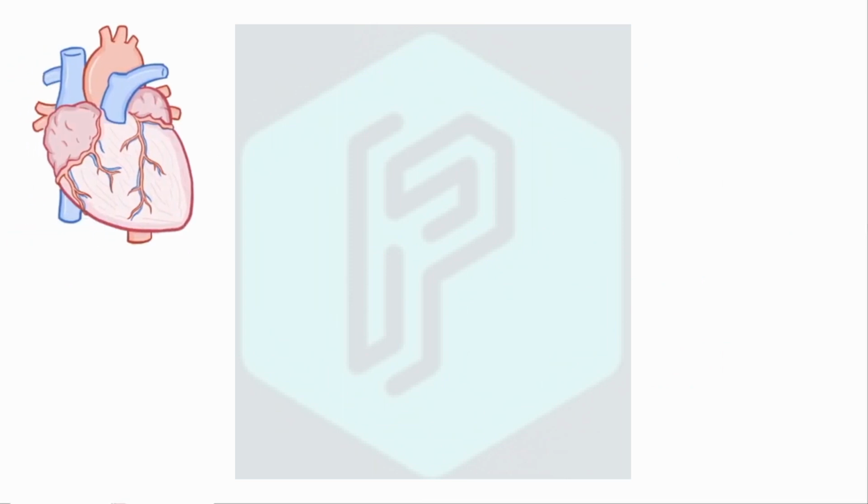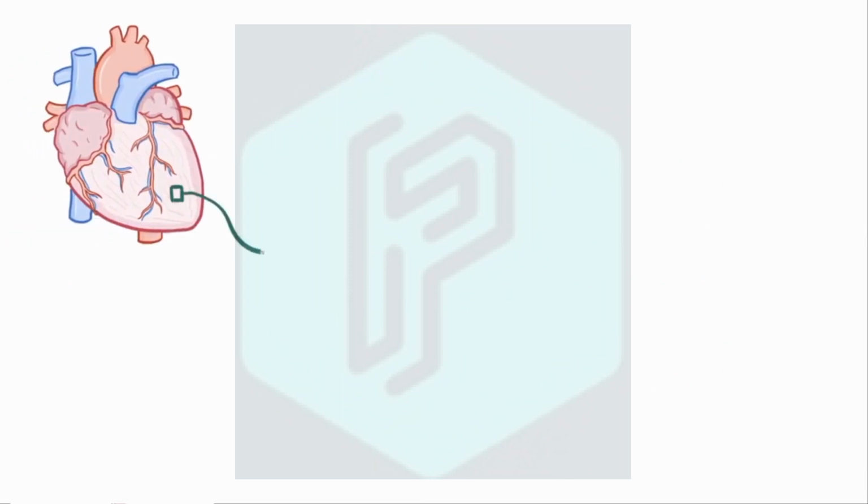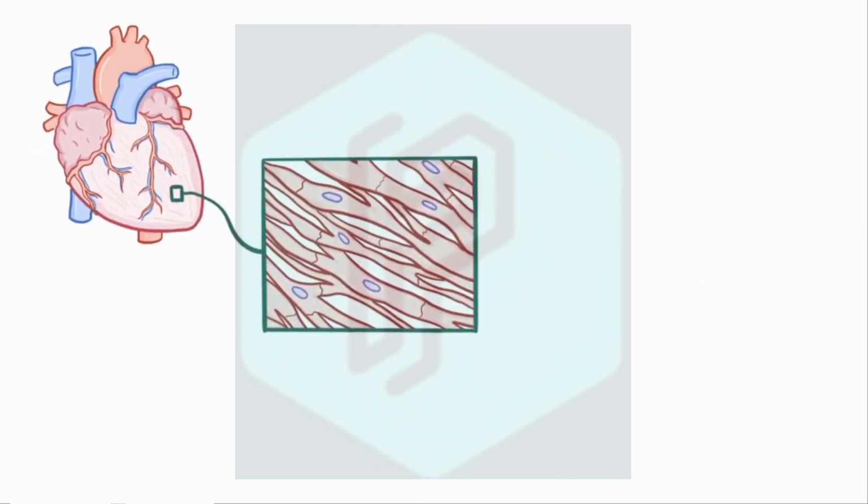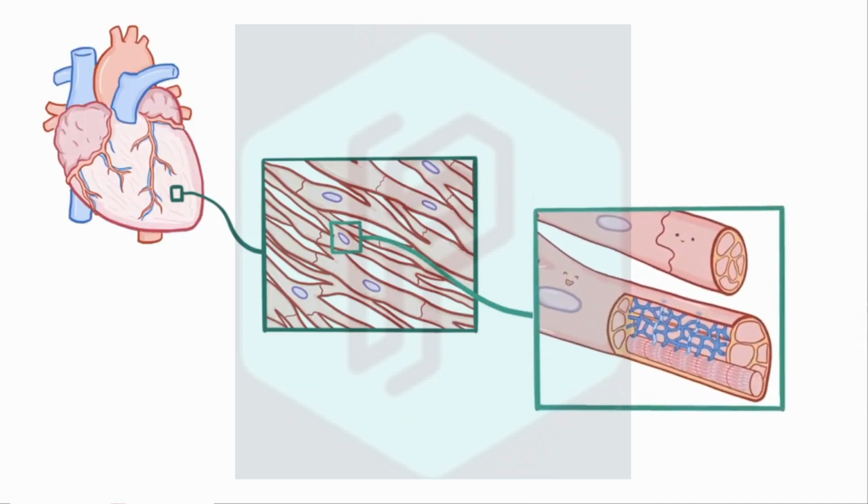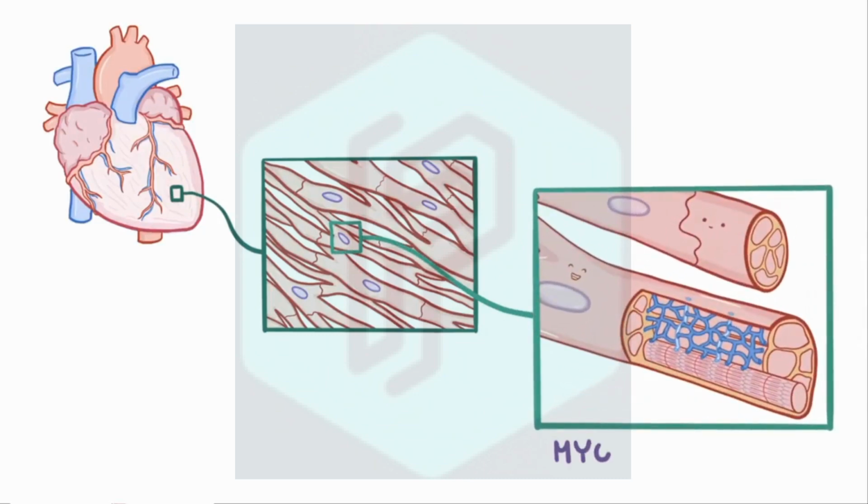To understand the relationship, let's zoom into the walls of the ventricles. The bulk of these walls is made up of short, branched cardiac muscle cells packed one next to the other. Zooming in further, if we look inside the muscle cells, we see bundles of myofibrils, or long chains of sarcomeres.